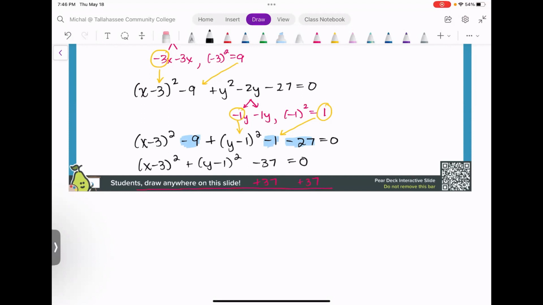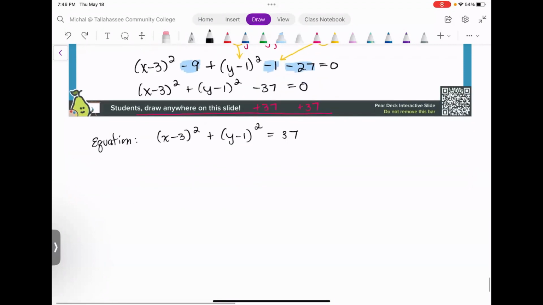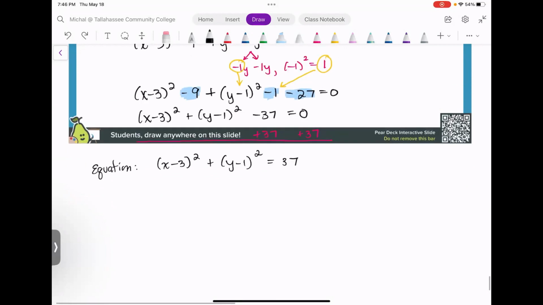And my equation of my circle is going to be (x minus 3) squared plus (y minus 1) squared equals 37. That will allow me to see both my center and my radius. h is what's being subtracted from x, so h is 3. k is what's being subtracted from y, so k equals 1.